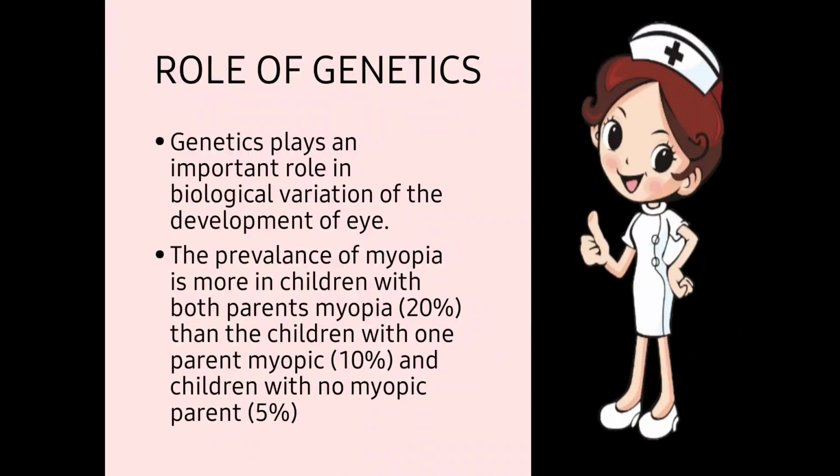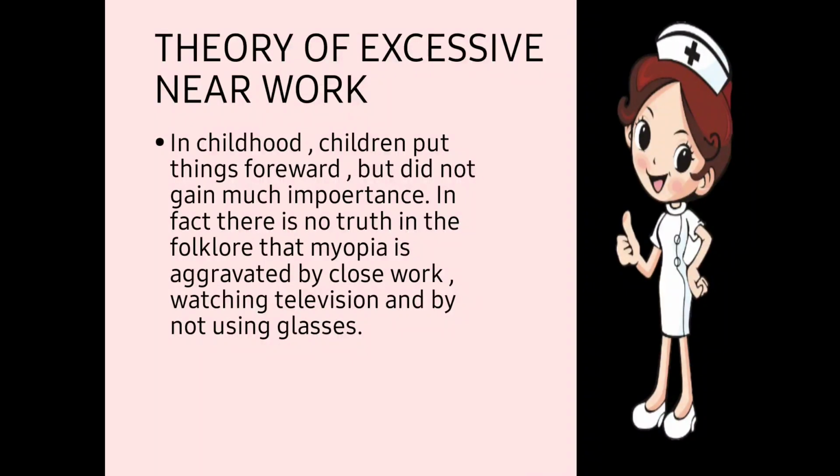If one parent is myopic, then a 10% share of the myopia goes to the children. And if the children have no myopic parent, then a 5% role of genetics will be there. Theory of excessive near work: sometimes in childhood the children hold things very close to the eyes, which is not given much importance by the parents. They will not take care.